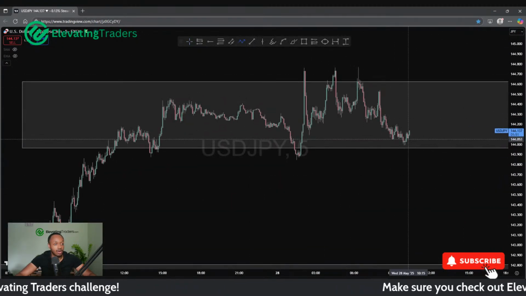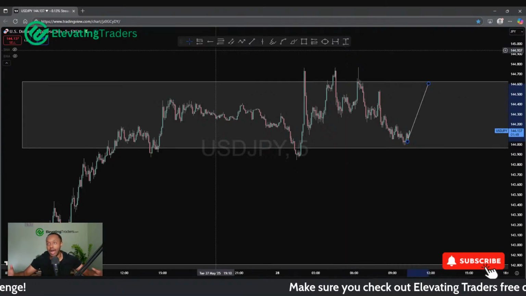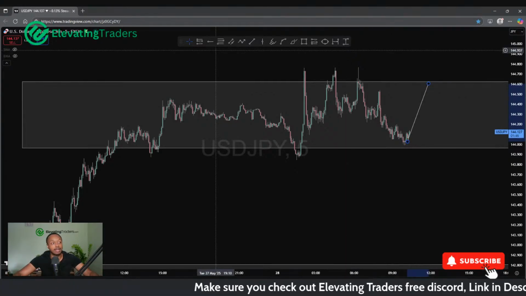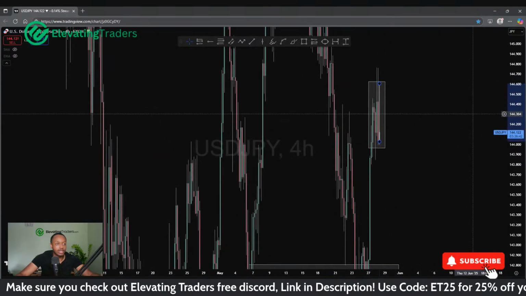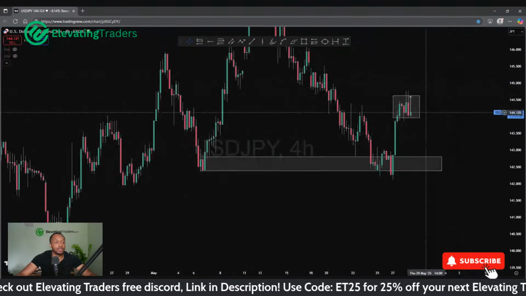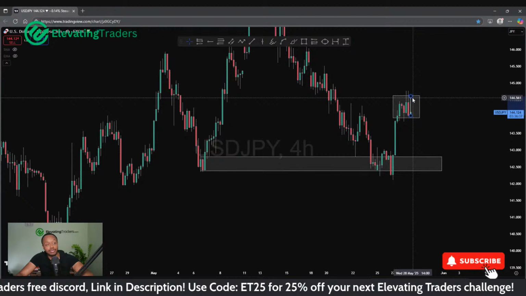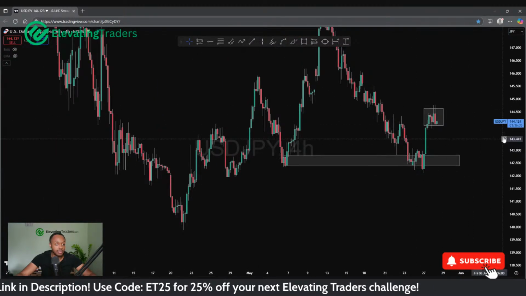Something like this, a rally back into resistance, that might be the trade you're after. If that's the case, that does make sense. But if you're looking for any type of swing, like hourly chart and above, I would say the train's left the station. The train has left the station here with dollar yen.